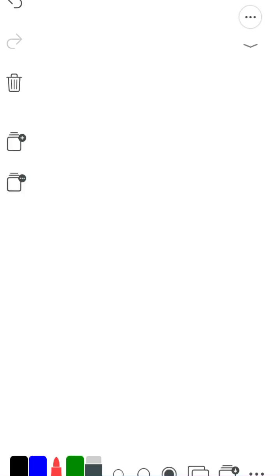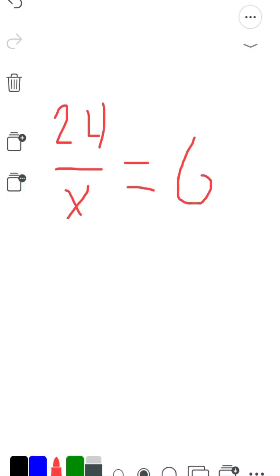Okay, so we're going to do a different problem. It's going to be a bit more tricky. So we're going to do 24 divided by x equals 6. So how are we going to solve this?